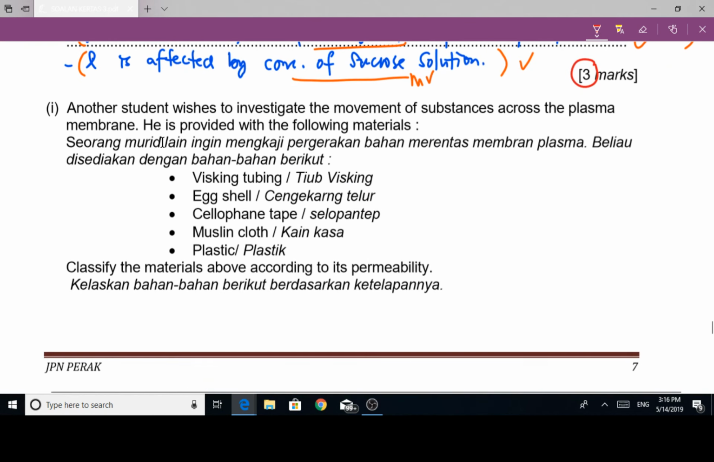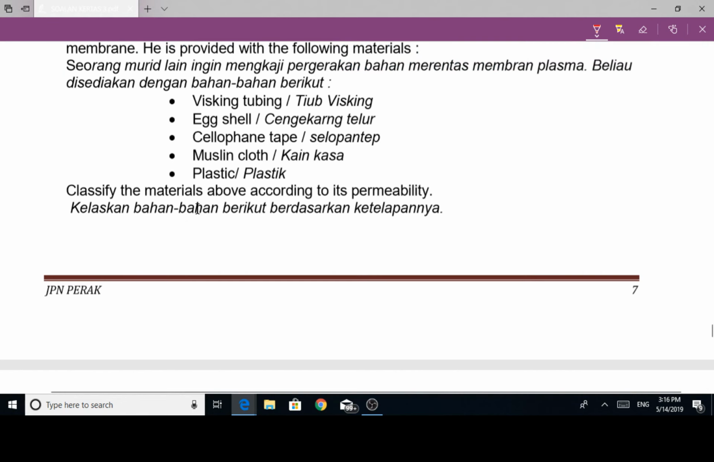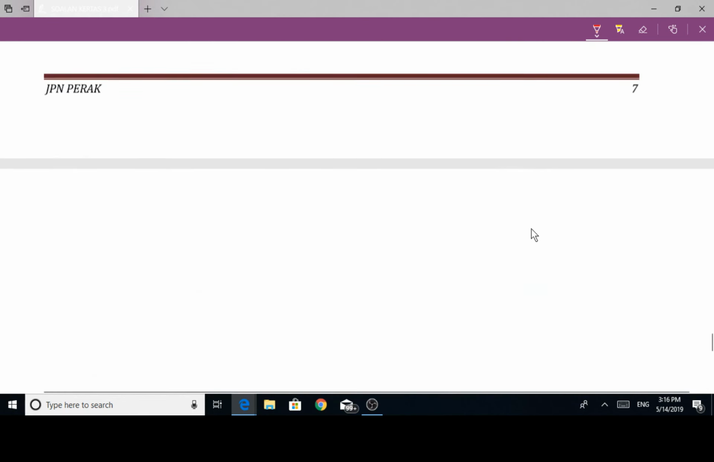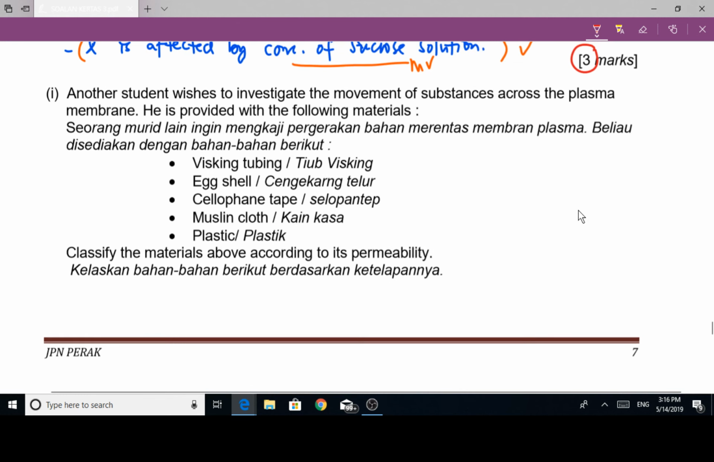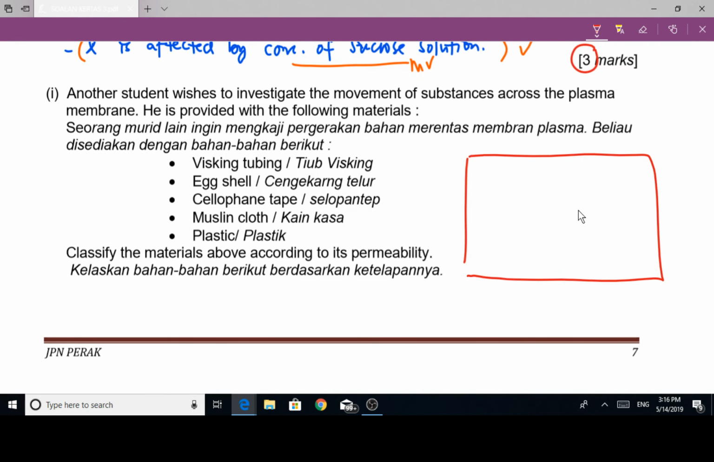Now another student wishes to investigate the movement of substances across the plasma membrane. He is provided with the following materials. Classify the materials above according to their permeability. So in the examination you will be given a table. There are actually 3 categories: one is fully permeable, one is semi-permeable, and one is impermeable.